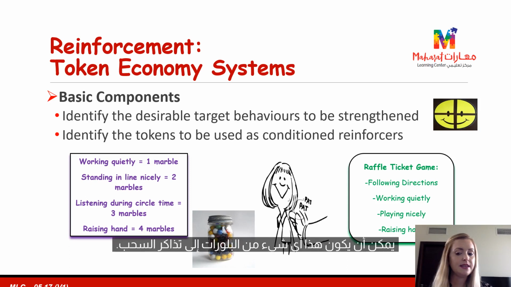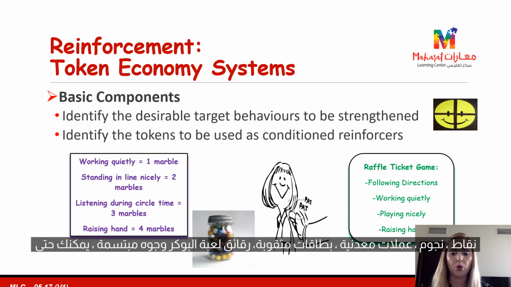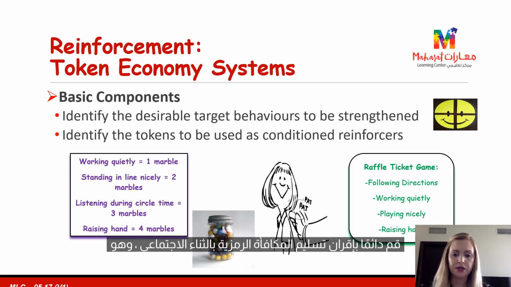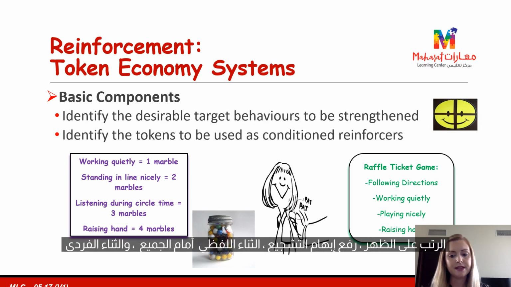This can be anything from marbles to raffle tickets to points, stars, coins, hole punches, poker chips, smiley faces. You can even deliver tokens that form an image or a puzzle, and once the puzzle is complete, they access a reinforcer. You always pair the delivery of a token with social praise, which is the most natural reinforcer of all. This can be anything from a pat on the back to a thumbs up, to group verbal praise, to individual verbal praise.